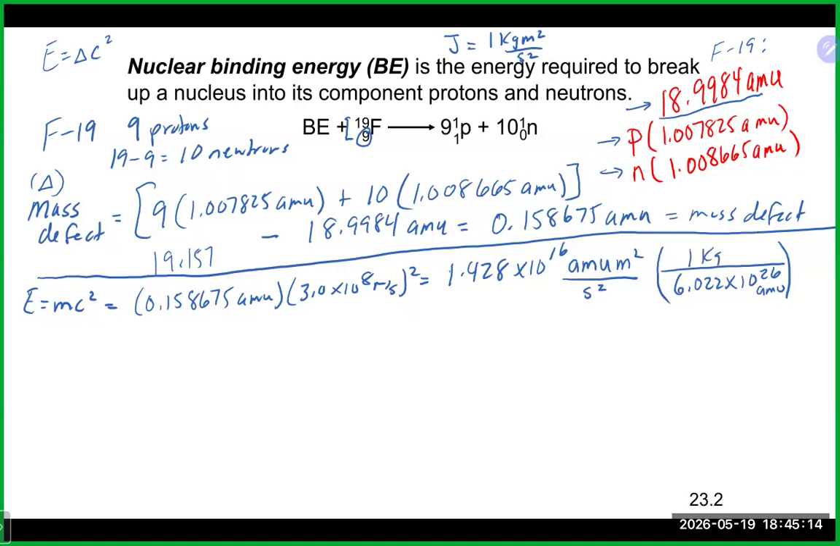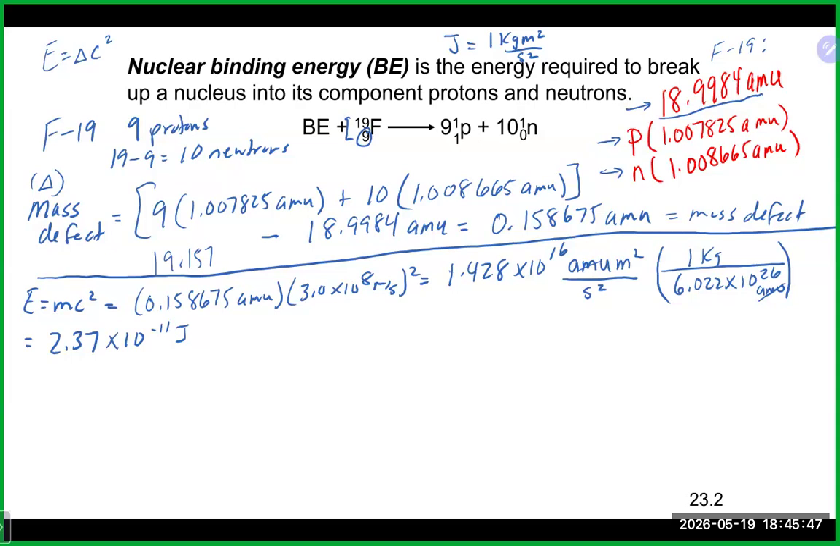That is because when we do it to the 23, that is for grams; to the 26 is for kilograms. So that's basically that conversion there. And that will cancel out the AMU, and that will get us here, divided by 6.022 to the 26 to get it into kilograms: 2.37 times 10 to the minus 11 joules at this point. And that is the binding energy.